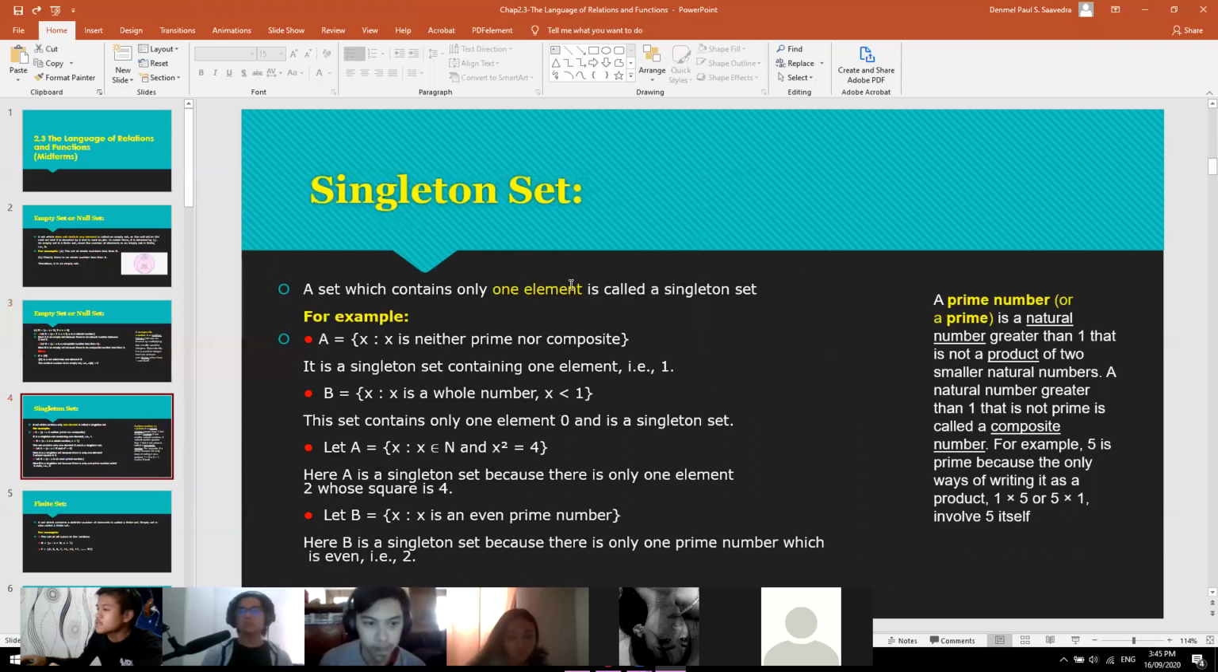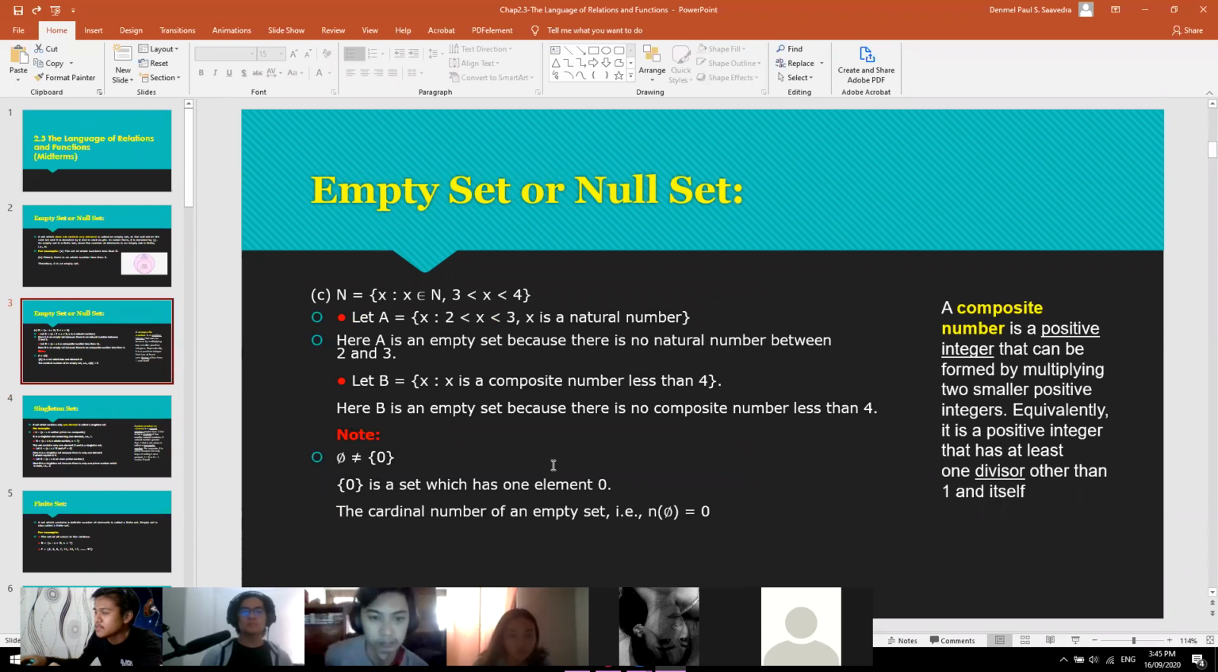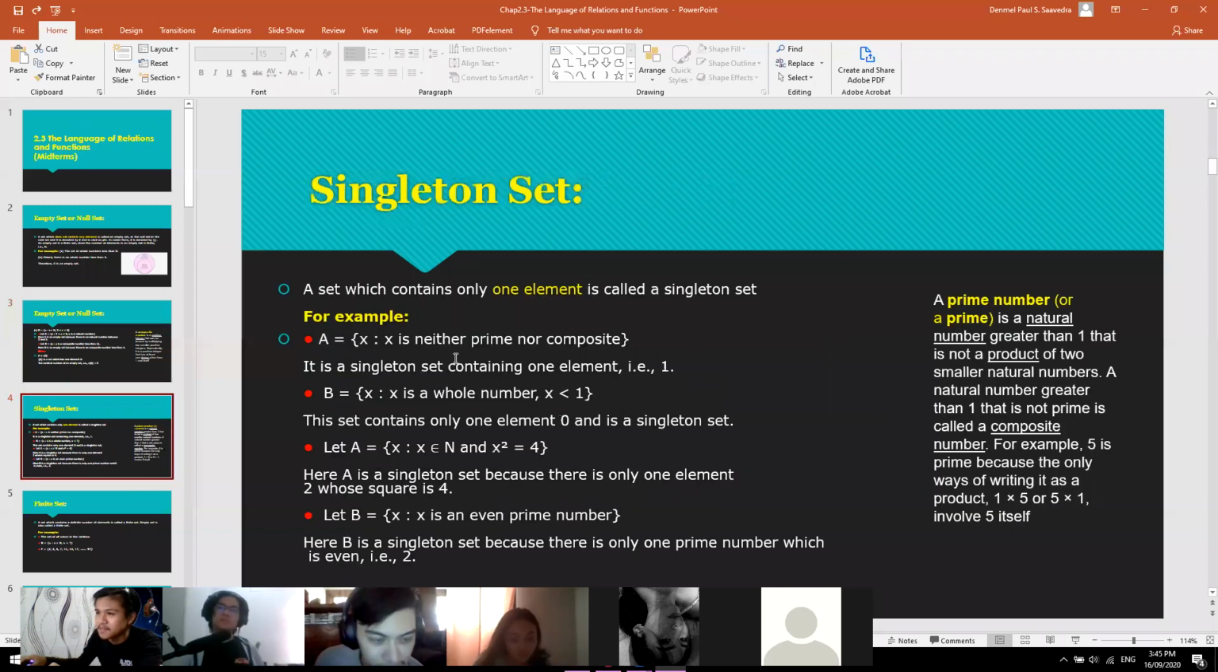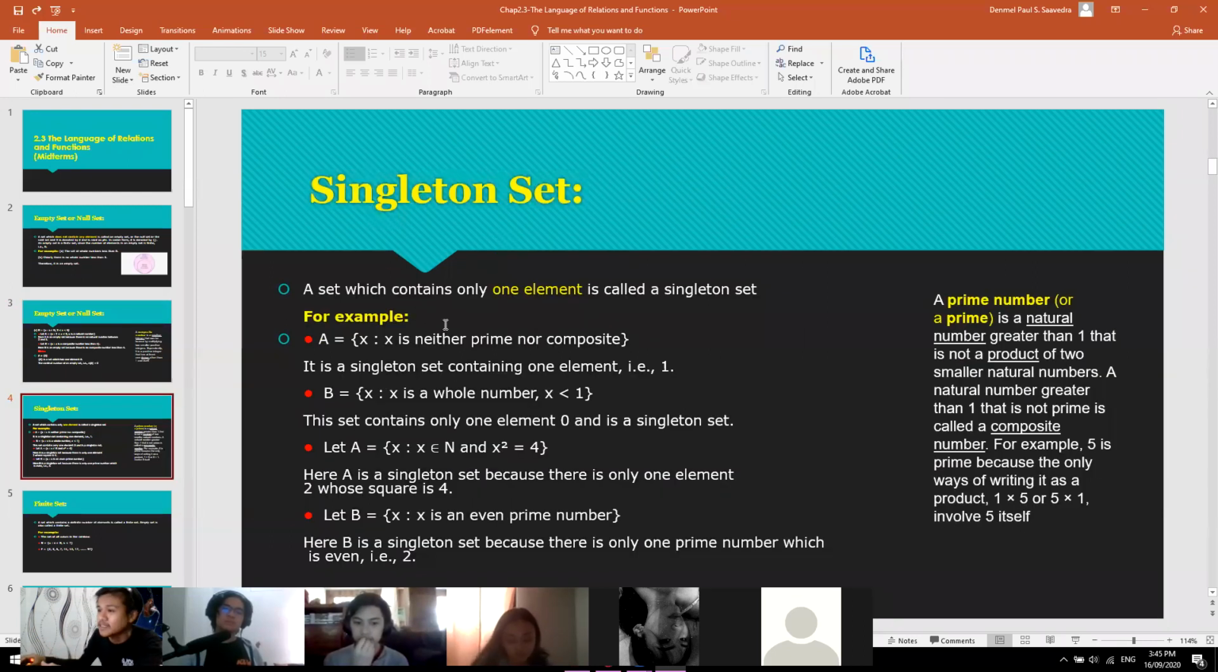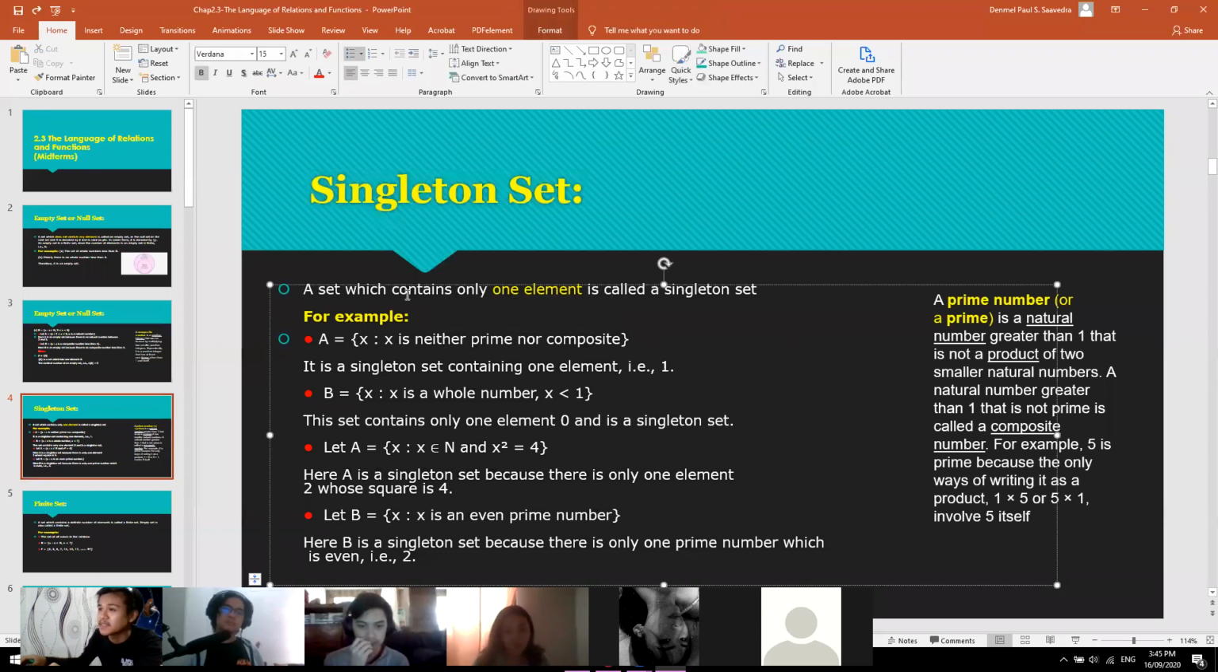All right, so next one is Singleton set. Any questions so far regarding this one? All right, so next one is very obvious. The same with this one, empty, doesn't contain anything. Singleton contains one element, okay, from the word single. So it is a set which contains one element is called Singleton set.